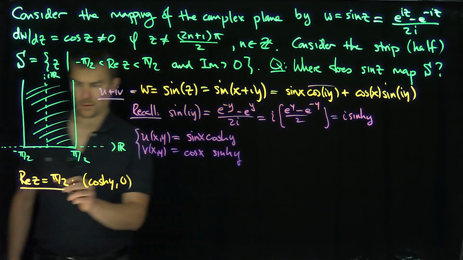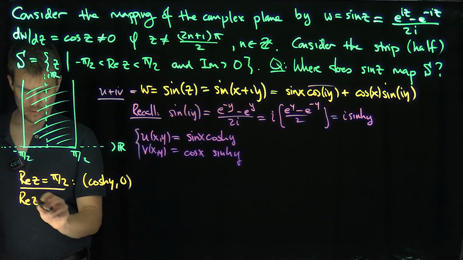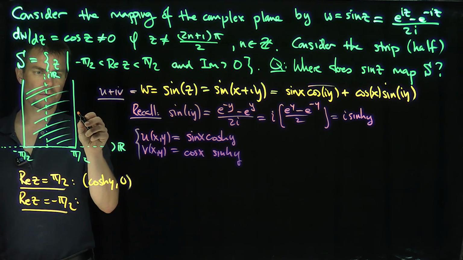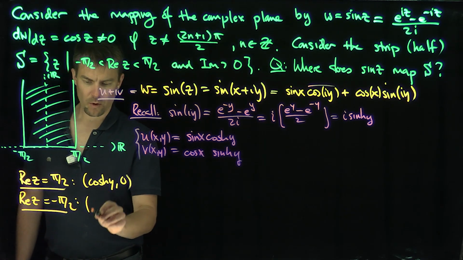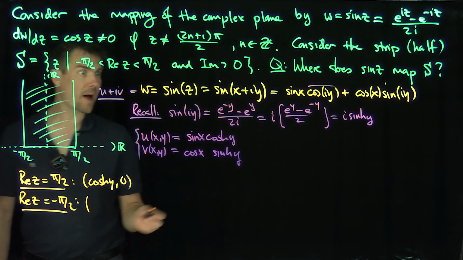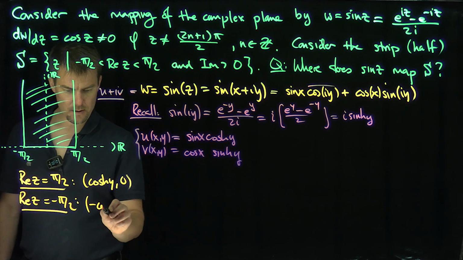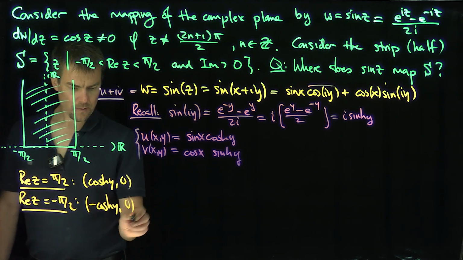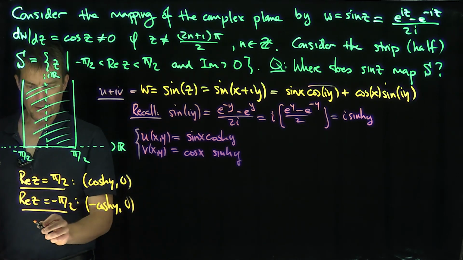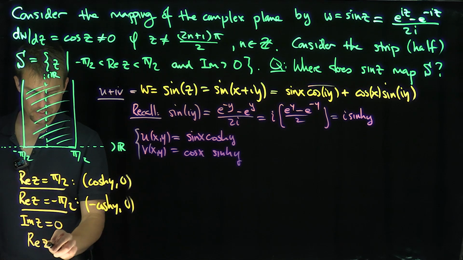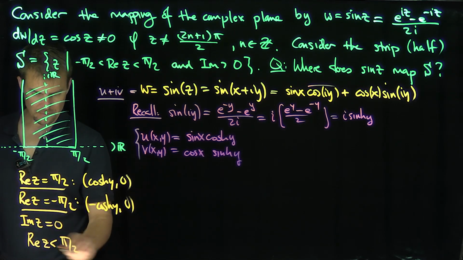What happens when the real part of z is negative pi over 2? So that first curve over there gets mapped to cosh y. This thing over here, you get mapped to where? Well, now this is negative cosh y. And finally, what happens if the imaginary part of z is equal to 0, and the real part of z is between those two points on that bottom face?